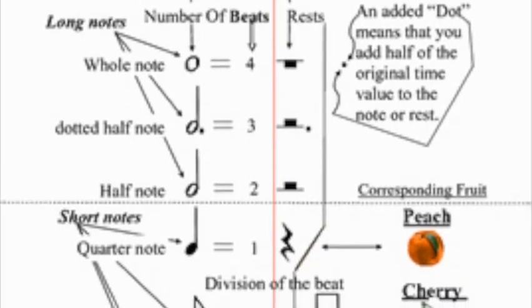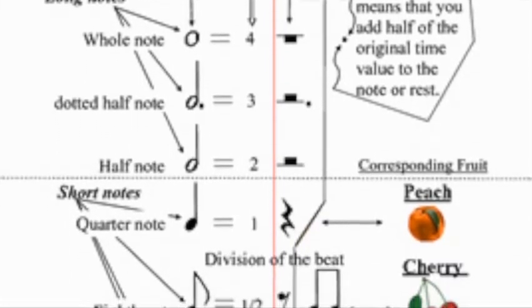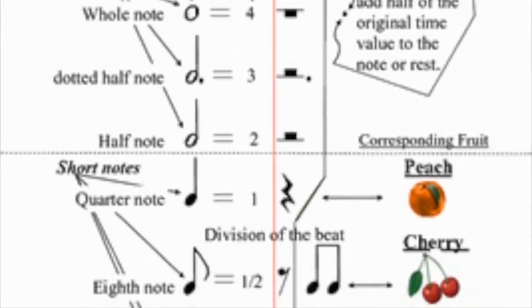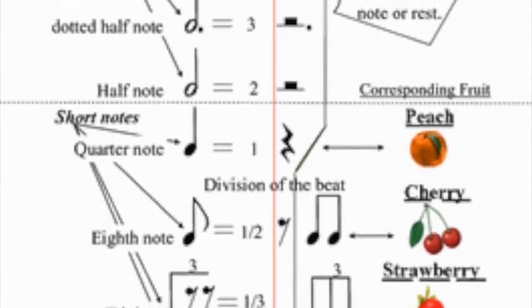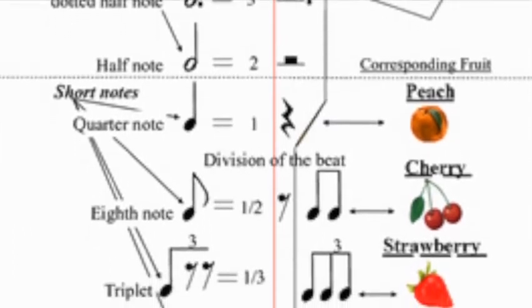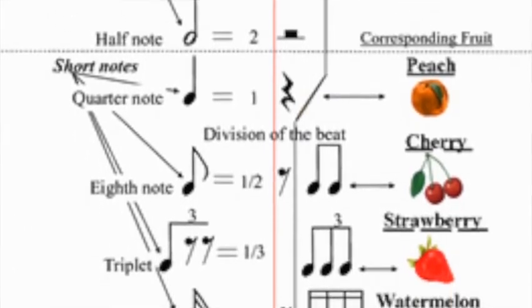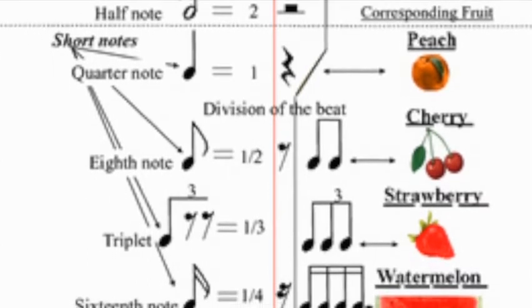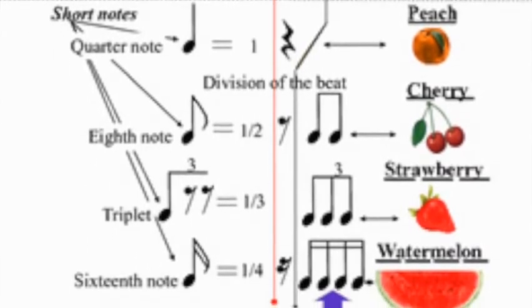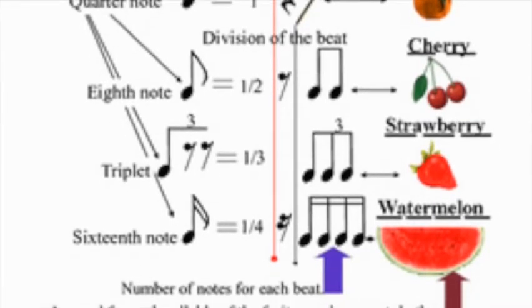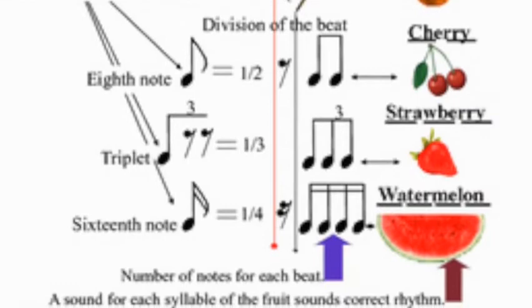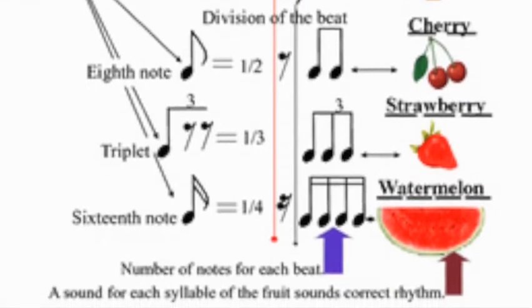So in review once again, from our largest note, a whole note, down to our 16th notes, which are the smallest division, we've got whole note, dotted half note, quarter note, 1/8 note, and then triplet, and finally, 16th notes. So we can go from the largest note or the longest sound to the shortest notes or the smallest amount of time for the sounds.